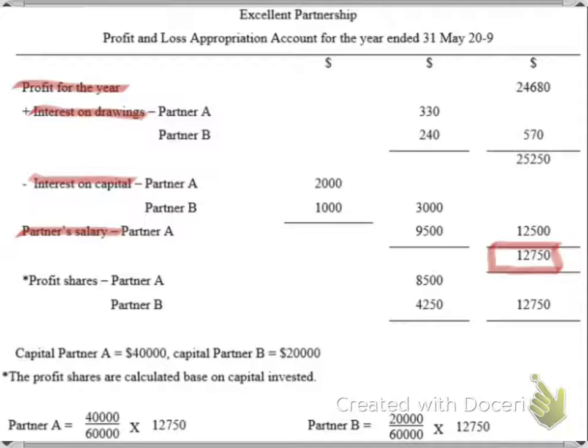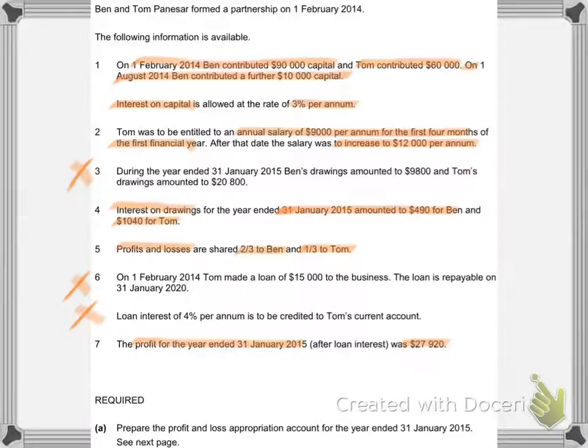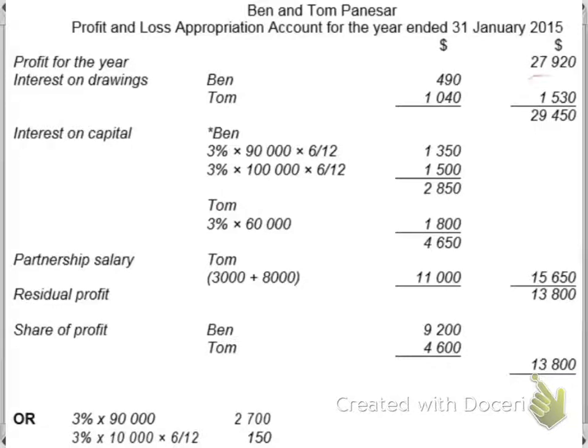Then we'll share the profit amongst the two partners. For that there'll be a particular ratio they'll be giving, and accordingly we'll be finding the profit for each partner. So let's see an example. This is the first question and it has 7 steps. So the first part, we need to record the profit for the year. Here the profit for the year is 27,920.